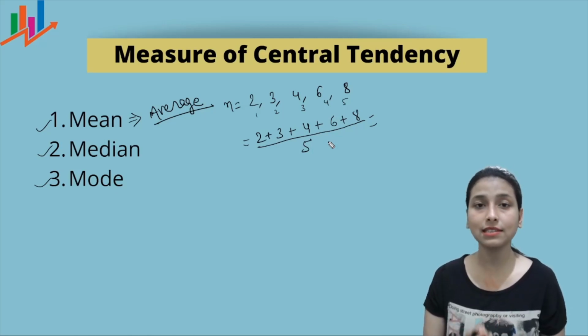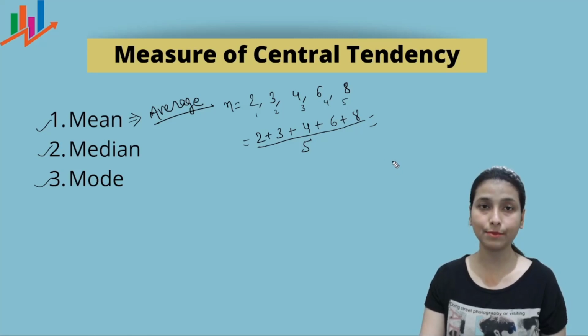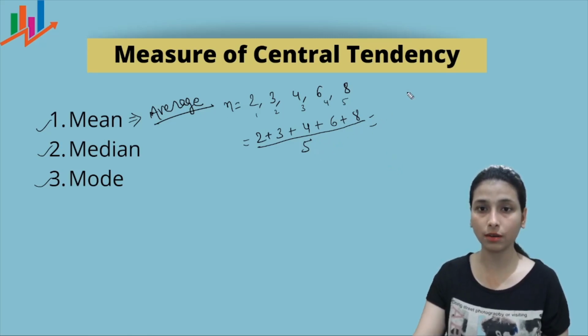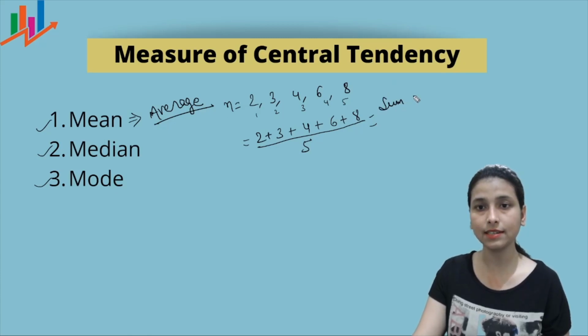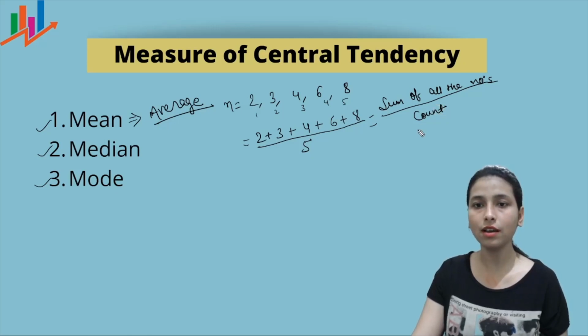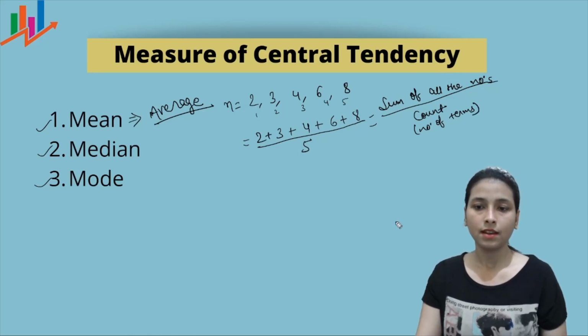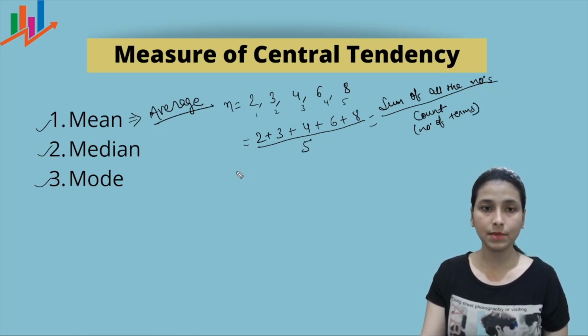So mean is nothing but average, and it is calculated by the sum of all the numbers divided by the count, or I can say the number of terms. I hope you understood what it means by mean.